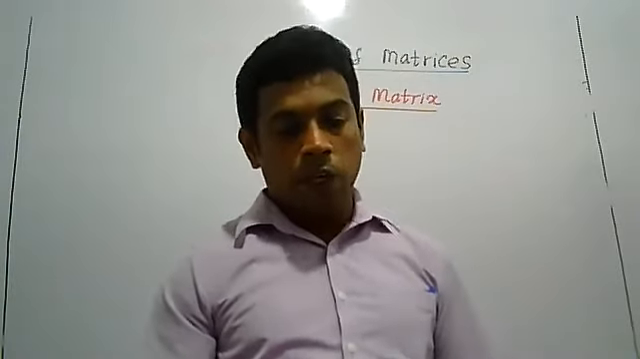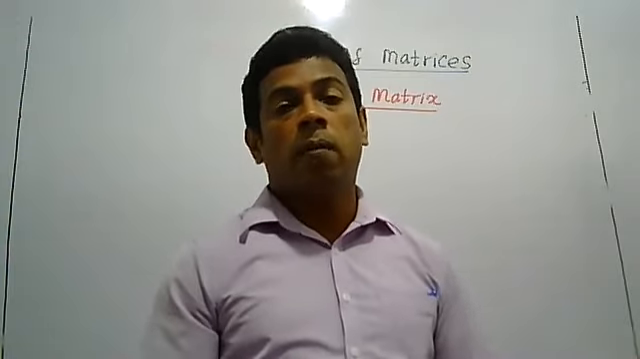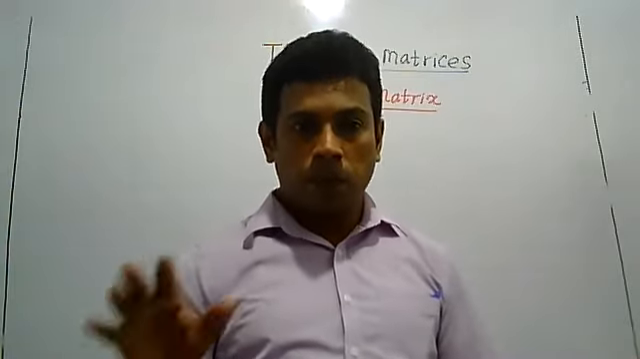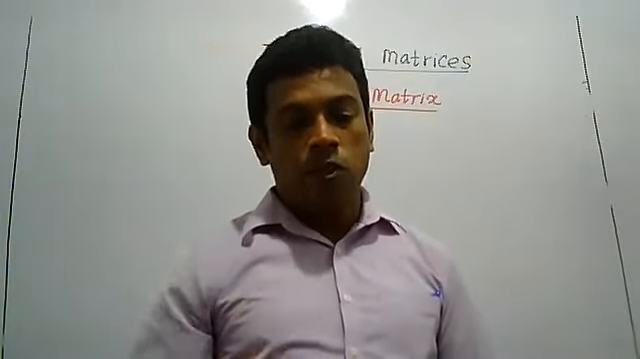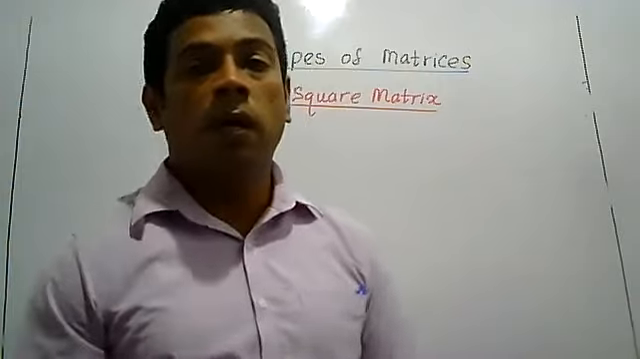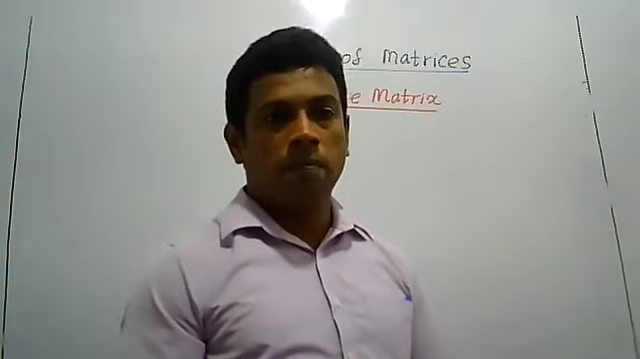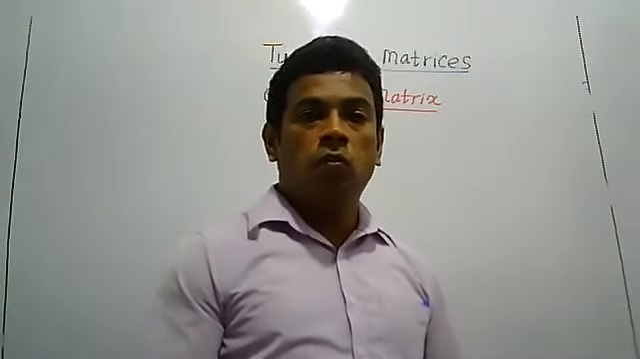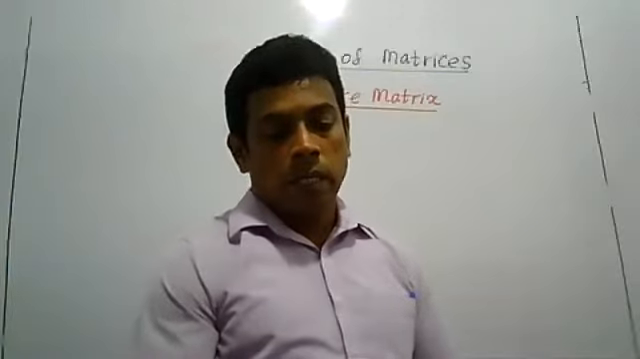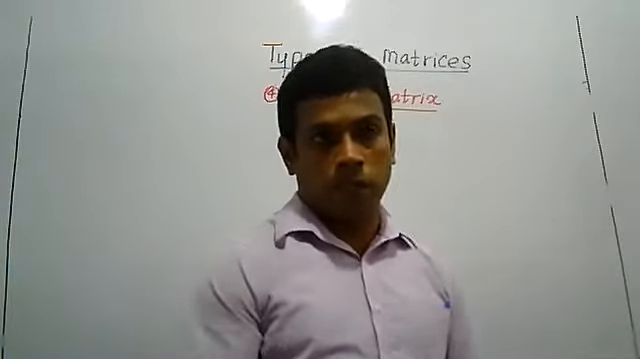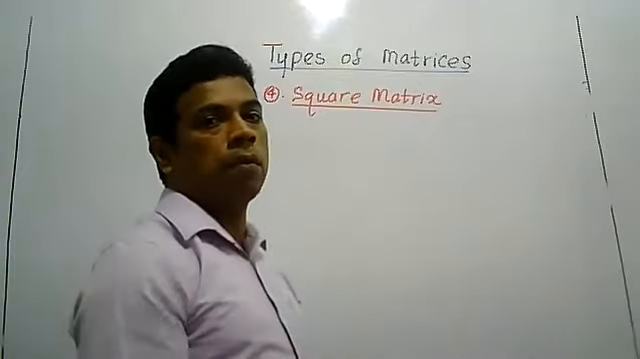A matrix in which the number of rows is equal to the number of columns. Square matrix means a matrix in which the number of rows is equal to the number of columns. The number of rows equal to the number of columns is called a square matrix.